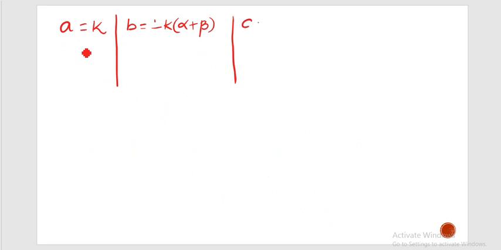So from this what can I write? C is equal to k times of alpha into beta. Now if you observe, here A is equal to k. So wherever you find k, can you replace it with A? Then this becomes B is equal to minus A times of alpha plus beta. The same way, C is equal to A times of alpha into beta.